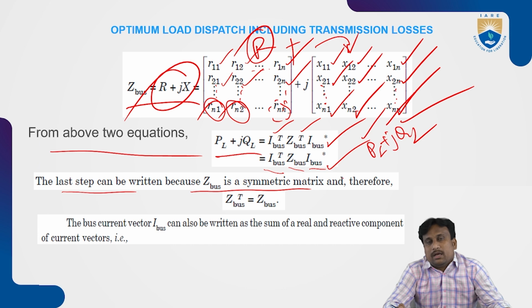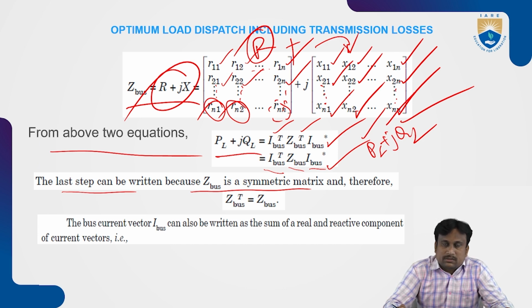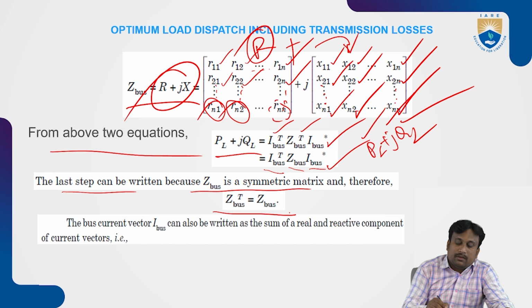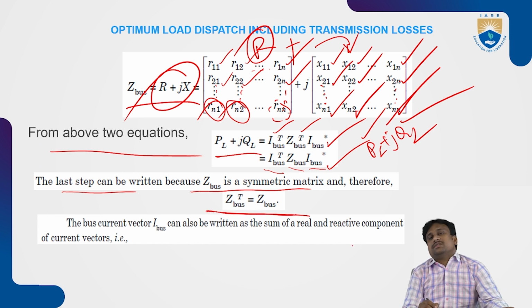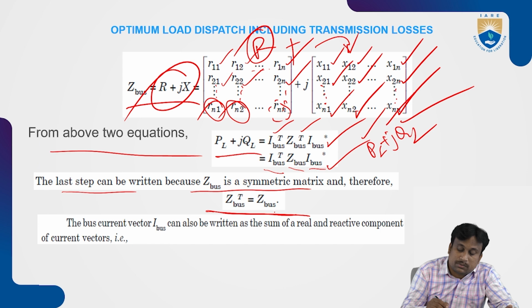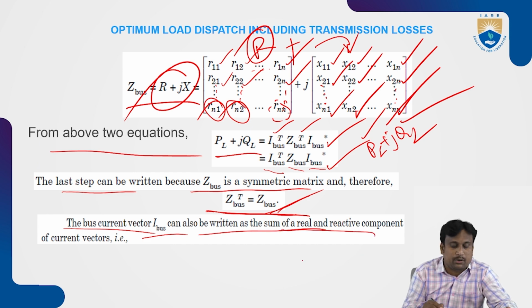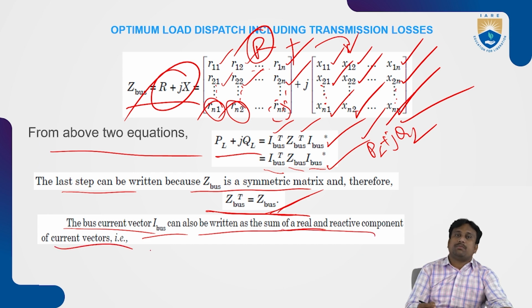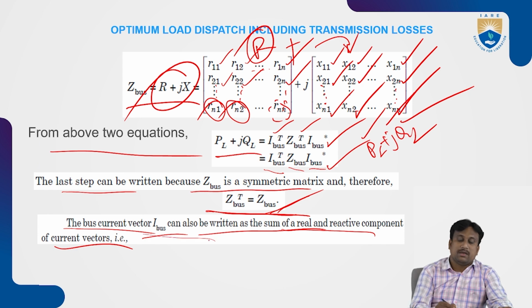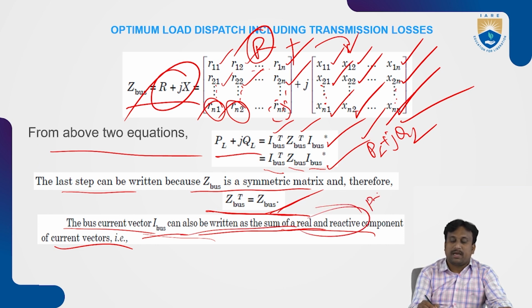Remember that here Z bus, the impedance bus, is a symmetric matrix, and therefore that symmetry can be represented in terms of its transpose. That is, Z bus transpose equals Z bus star. So the bus current vector I bus can also be written as the sum of a real and reactive component of all the vector positions. We need to remember this: the bus current vector I bus can also be written as the sum of the real and reactive portion, that means the P plus JQ combination. This is called the real and reactive powers summation combination.